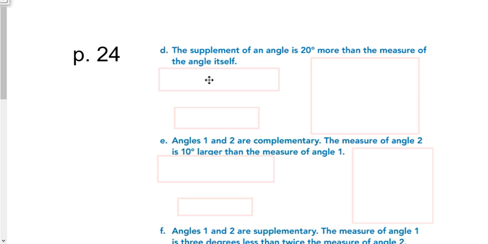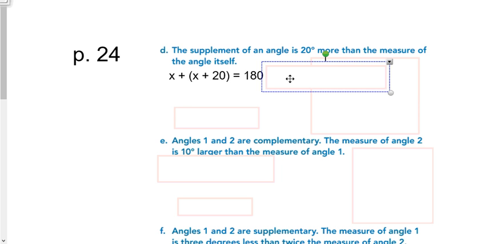So let's have x as one of the angles. The other angle is 20 degrees more than that, so it's going to be x plus 20. So this is angle 1, this is angle 2, and when they add up together, it should add up to 180 degrees. So this is the equation.